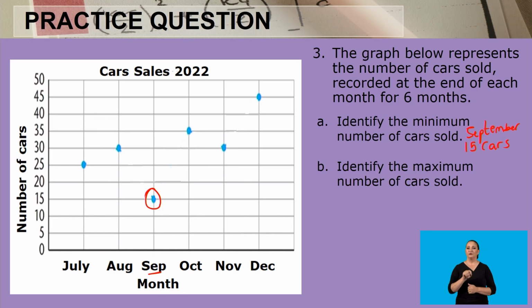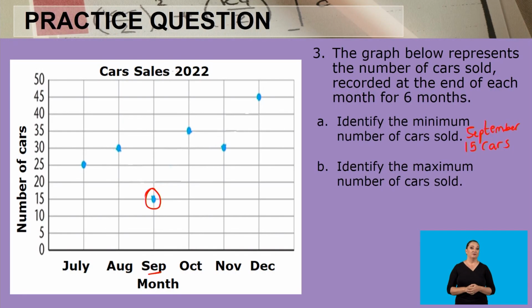So moving on to the question for B, we want the maximum number of cars sold. So can we see the maximum? Remember, the maximum is indeed the highest number of cars sold. So when we are looking at the number of cars sold here, can we identify the highest number?